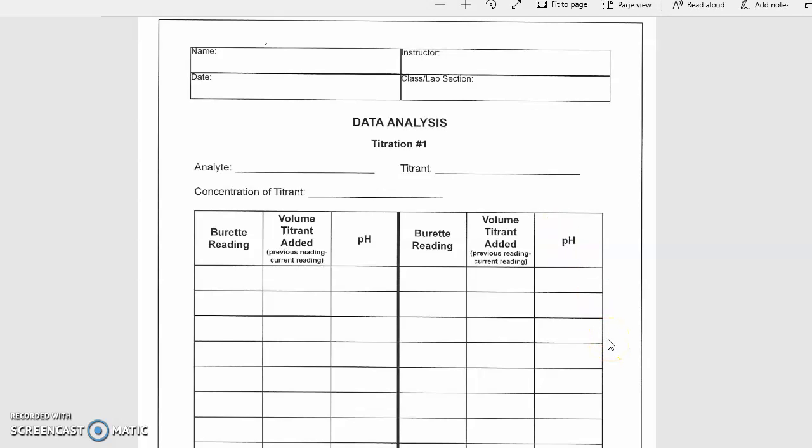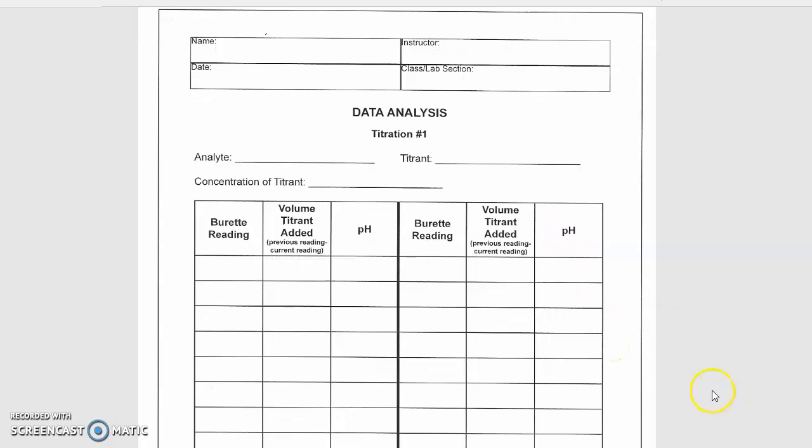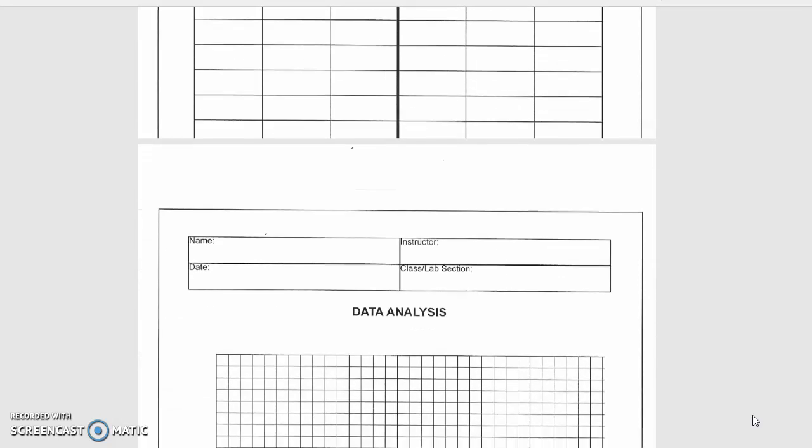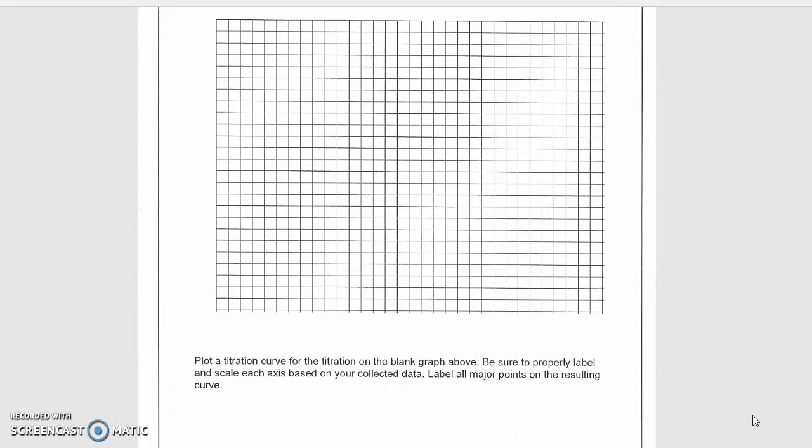Let's continue on, and we will do the next titration. Here's where this curve, this right here. So along this axis right here is where you have your milliliters of sodium hydroxide that you added. This right here is your pH values.